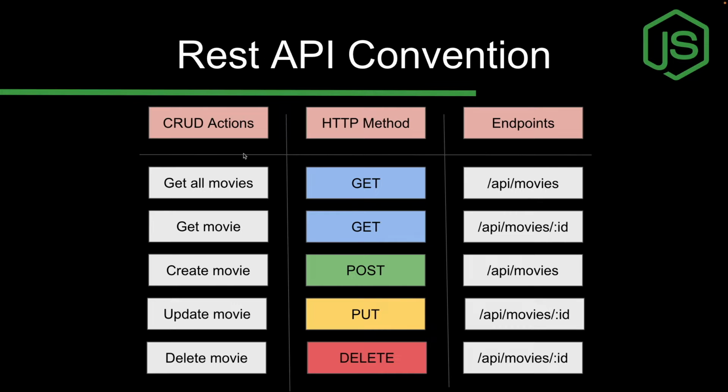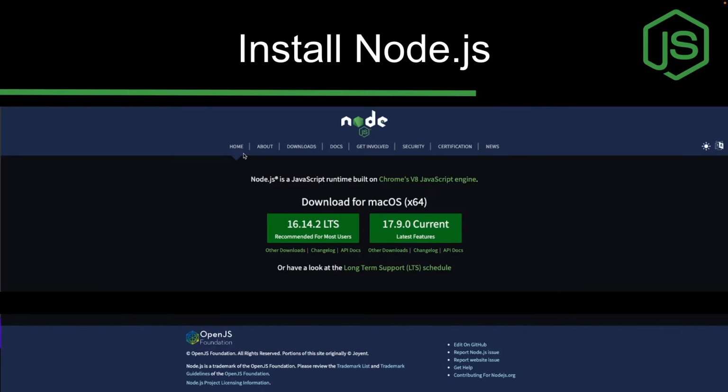And on the extreme right, we will see that we have the endpoints. We will have /api/movies, which is our resource name. And then for the other cases like get, put, and delete, we are going to pass the ID for the individual movie. So now let's start with the installation of Node.js.